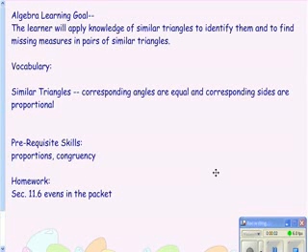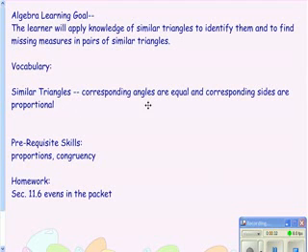This video is for Algebra, section 11.6, Similar Triangles. Our learning goal: the learner will apply knowledge of similar triangles to identify them and to find missing measures in pairs of similar triangles. In other words, some of them they'll give you pictures and ask you if they're similar triangles based on the definition. And other ones, they will tell you they're similar triangles and ask you to find a missing measure based on the properties.